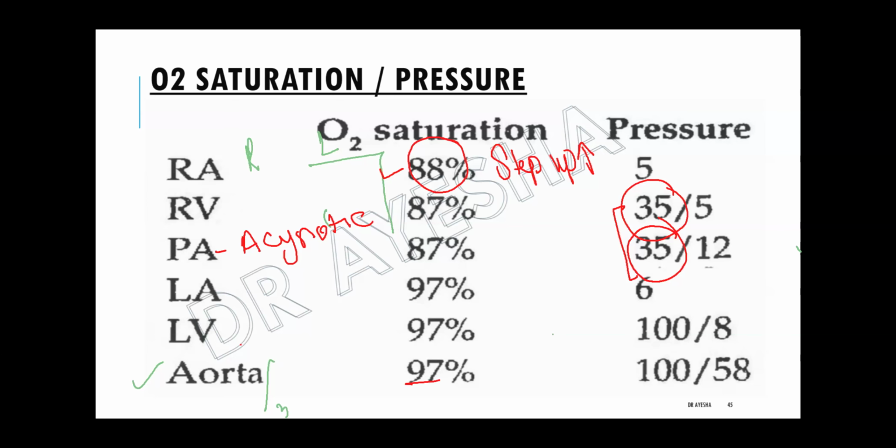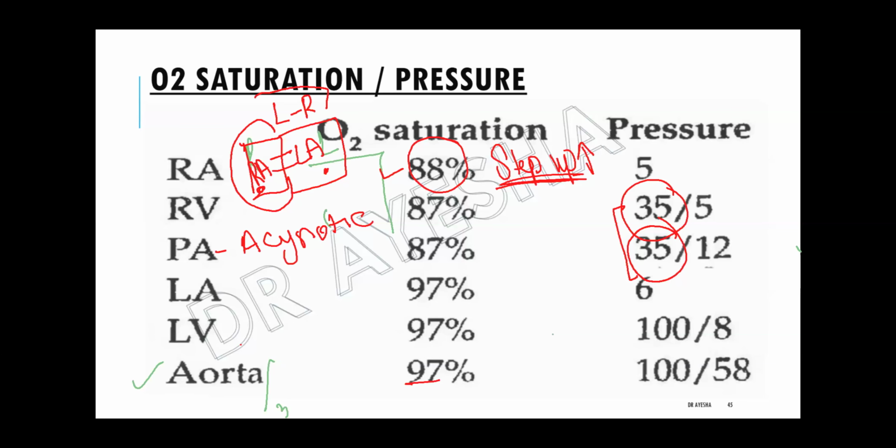So what I see over here is a step up. How does this step up occur? A step up can only occur if there is some connection. You can see this is our left atrium and this is the right atrium. How can there be an increase in the saturation? It is only possible if blood flows from the left atrium into the right atrium through a left to right shunt.